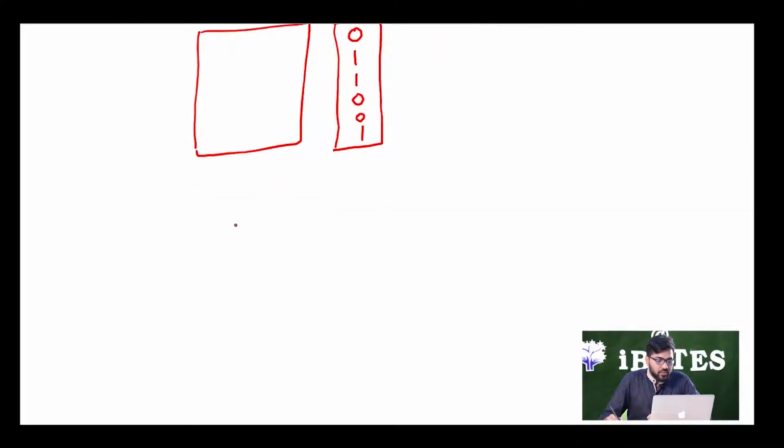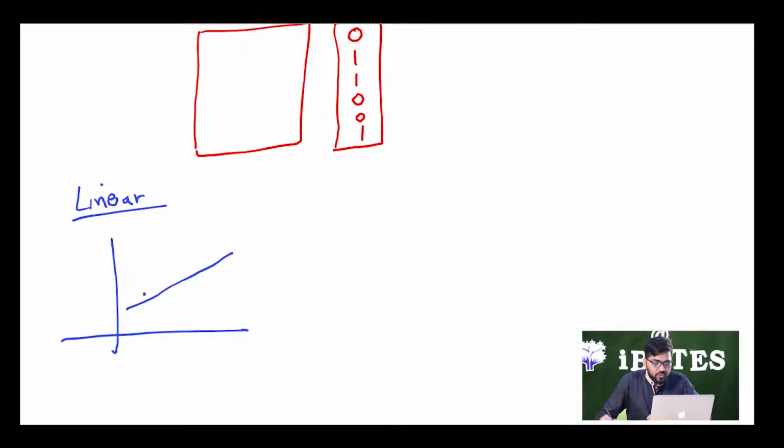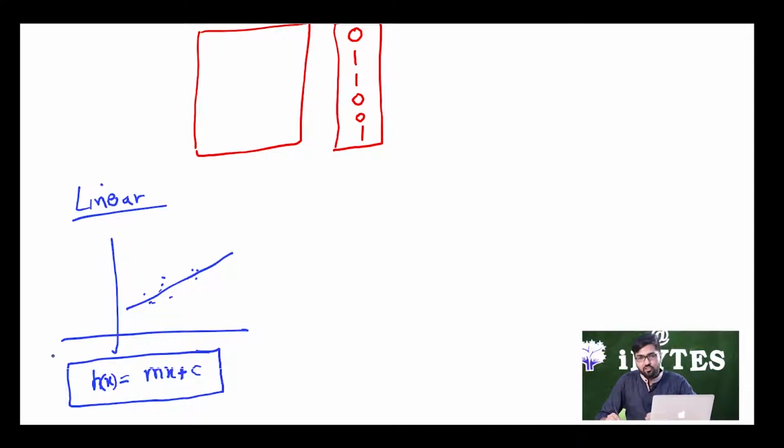Now, how do we do that? Going back to linear regression, what we actually did there was we tried to build a relationship between x and y that was basically a line. The equation was mx plus c. In machine learning terms, we call this function the hypothesis. So the hypothesis function for our linear regression was h(x) is equal to mx plus c.